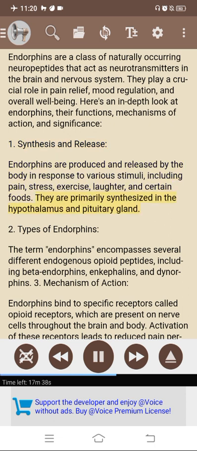exercise, laughter, and certain foods. They are primarily synthesized in the hypothalamus and pituitary gland. 2. Types of endorphins. The term endorphins encompasses several different endogenous opioid peptides, including beta endorphins, enkephalins, and dynorphins.